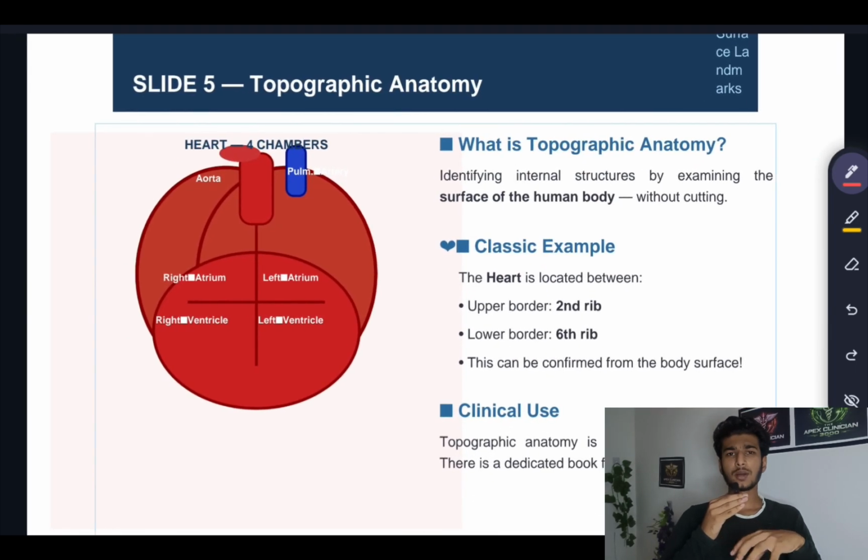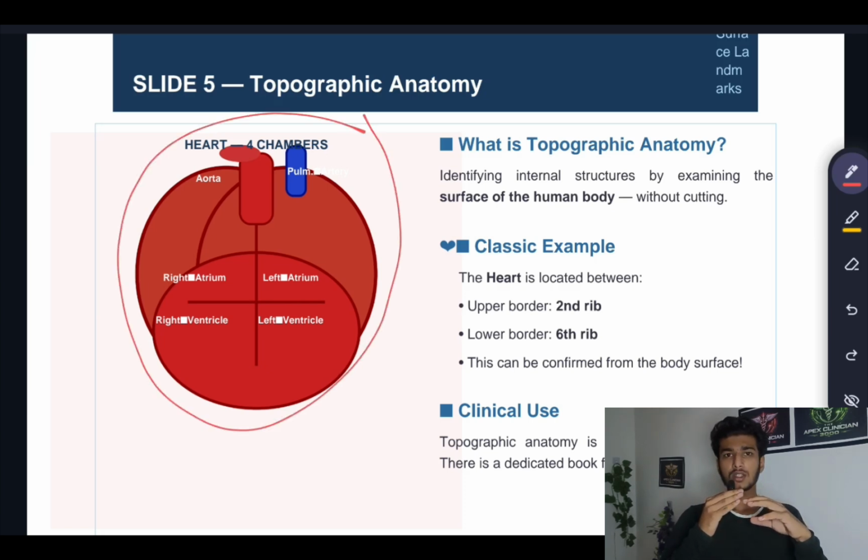Here you can just appreciate the structures which are present inside the human body by seeing the surface of the human body. For example, if you want to see the position of the heart from the surface, you can appreciate it. After dissection you have seen that the heart is situated from the second rib to the sixth rib. So whenever you see a human body, you can identify from the surface that the heart is situated between the second rib and the sixth rib. So this is how you use topographical anatomy.